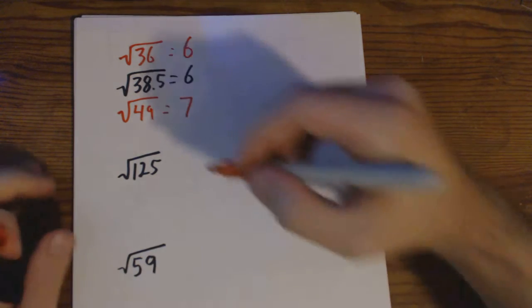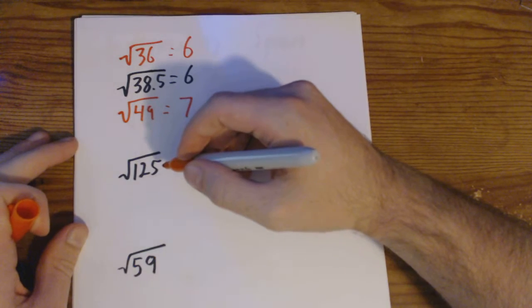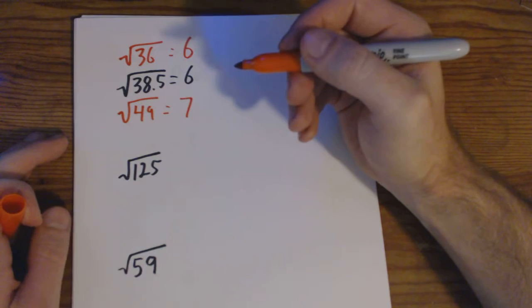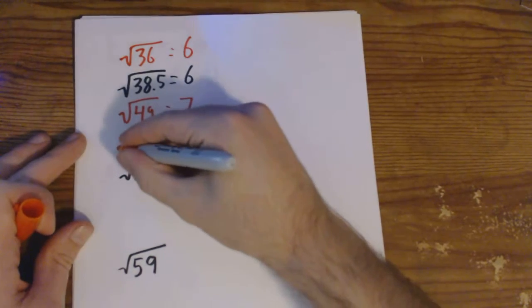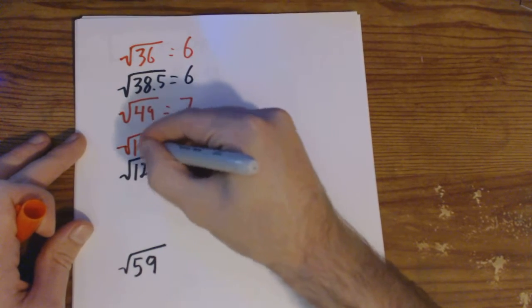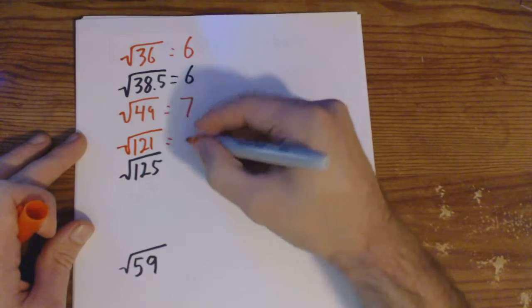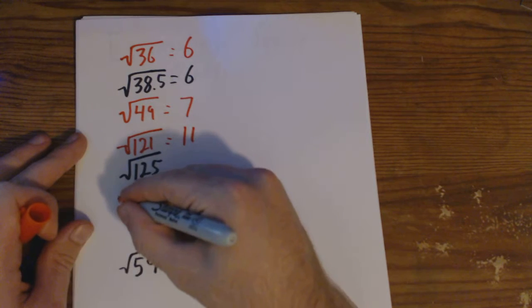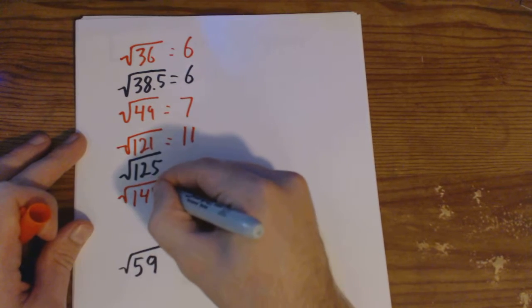Okay, 125. We're getting to some bigger numbers. Some of you might know off the top of your head, you should, 10 times 10 is going to be 100. I'm going to let you know that we can actually get one closer, and 121 is a perfect square of 11. After 11 comes 12, which is 144.